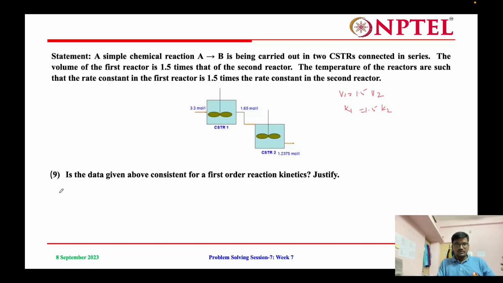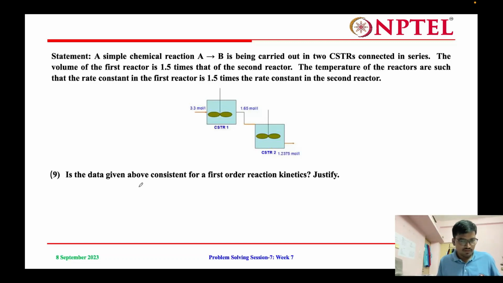So the question is: is the data given above consistent for first order reaction kinetics? Here the initial moles are given, the reactors, and the outlet concentration is given. So assume first order kinetics.